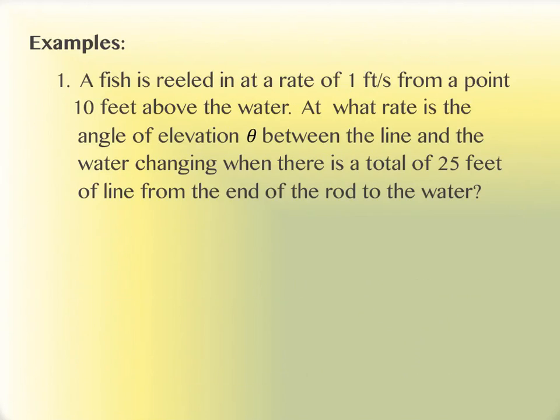All right, so let's take a look at one. A fish is reeled in at a rate of 1 foot per second from a point 10 feet above the water. So this is a very good spot to recognize something that's constant versus something that's changing. The 10 feet above the water is not changing. The person's sitting on the boat or on the pier or on the shore, whatever, their height from where they're reeling in this fish isn't changing. Does that make sense, first of all? Now, what is changing is how far the fish is away from the shore.